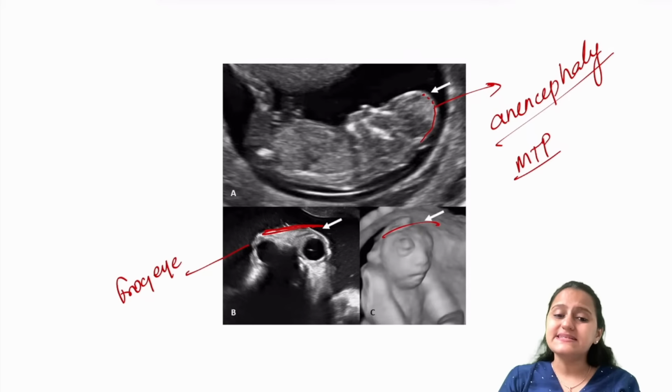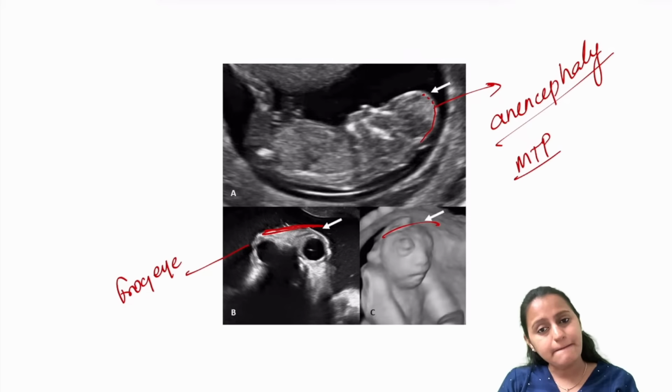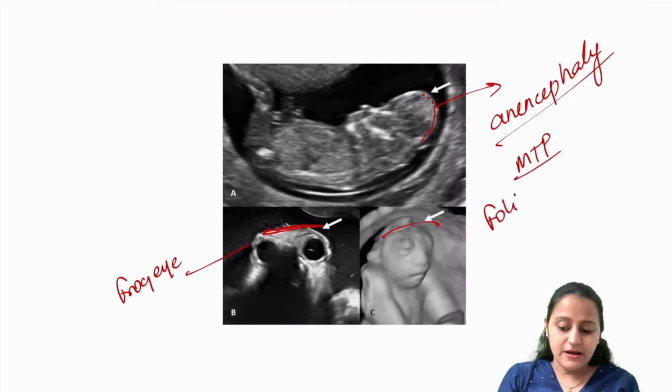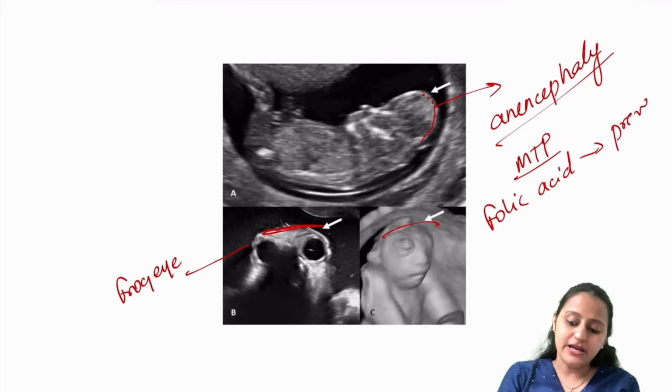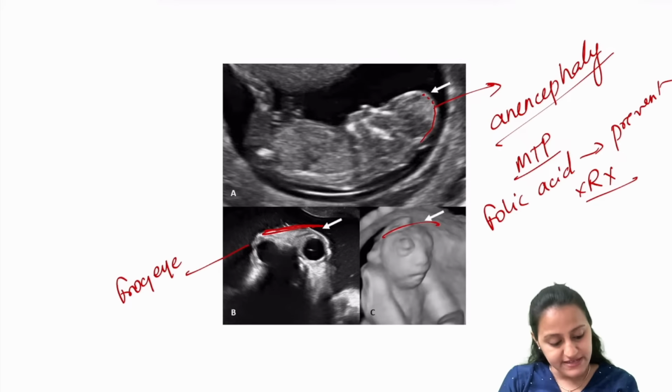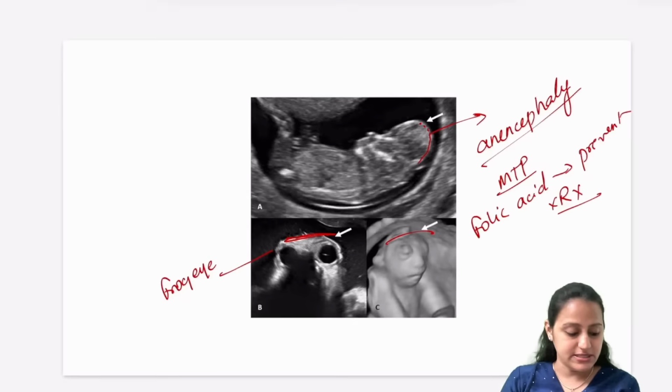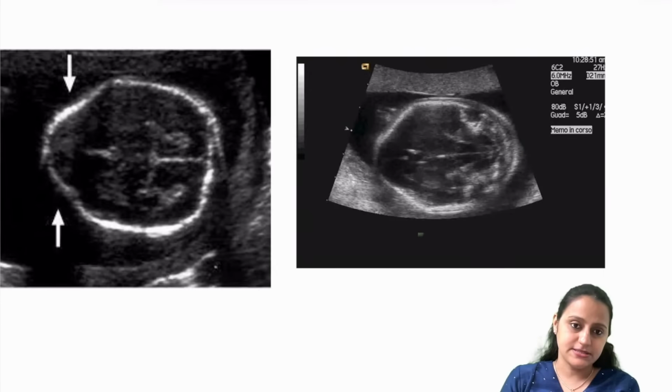Does folic acid supplementation treat anencephaly? अभी आप पेशेंट को बोलोगे फोलिक एसिड लो ठीक हो जाएगा? नहीं, ऐसा नहीं होगा. Folic acid prevents, folic acid does not treat neural tube defects. Okay, remember, folic acid is for prevention, it is not for treatment.